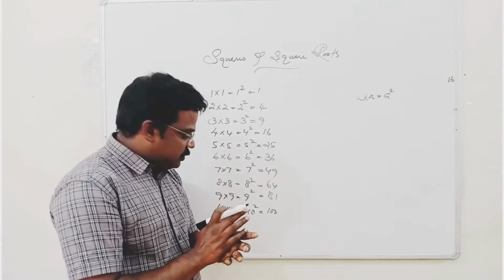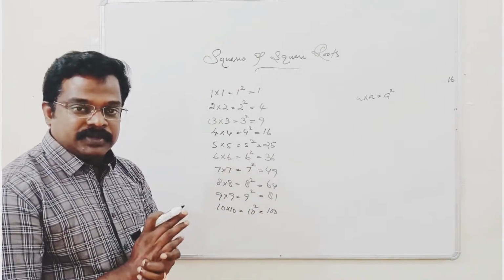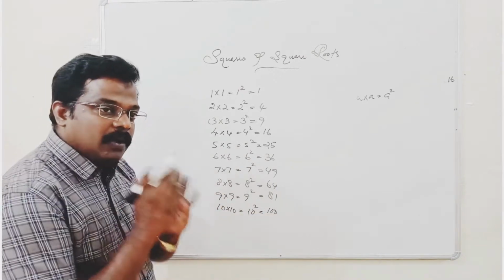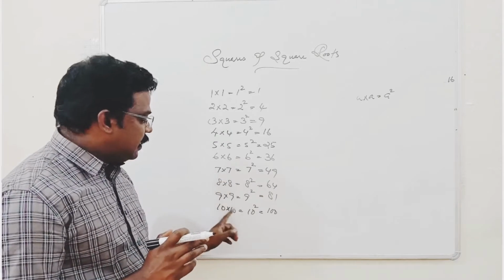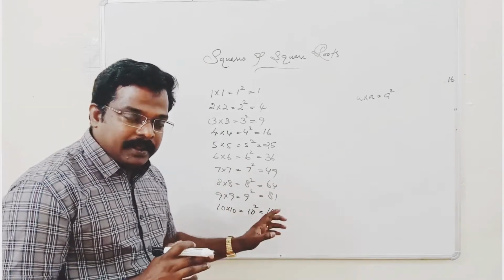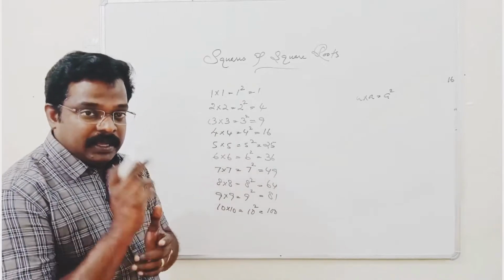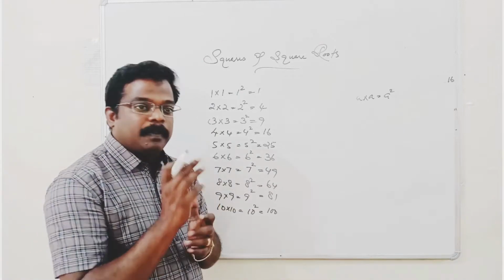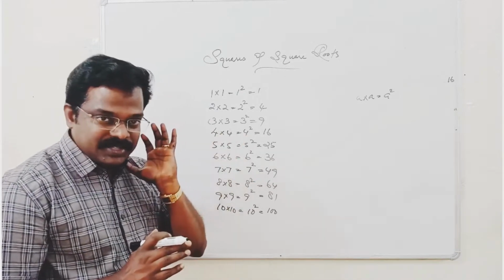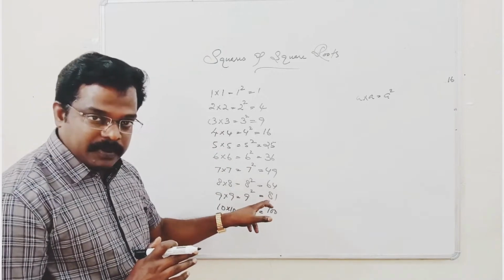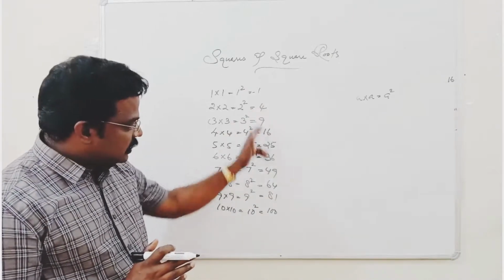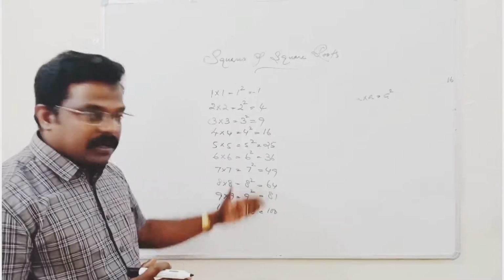So what is a perfect square? Here 100 is a perfect square. Why? Because it can be obtained by multiplying 10 and 10, 10 into 10. So a perfect square is what? It can be obtained by multiplying a number by itself. Okay. So here 81 is a perfect square. Okay. So these are the numbers, these are the answers that we are getting.